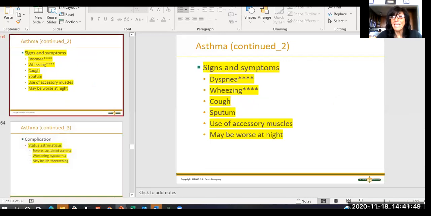And with asthma, the big signs and symptoms: I can't breathe and I am wheezing. Wheezing is musical.